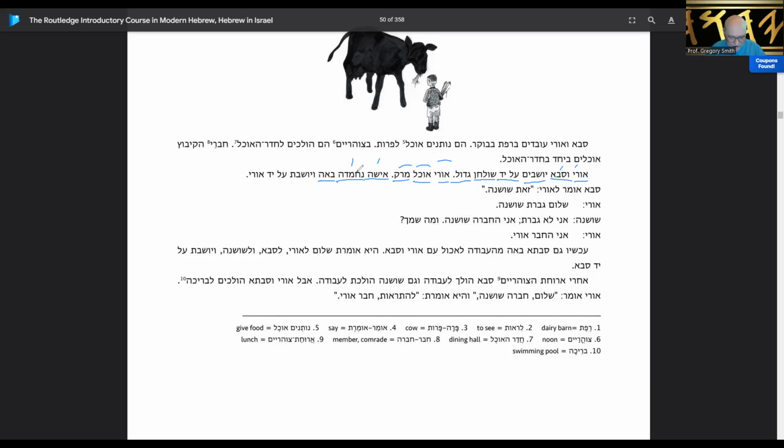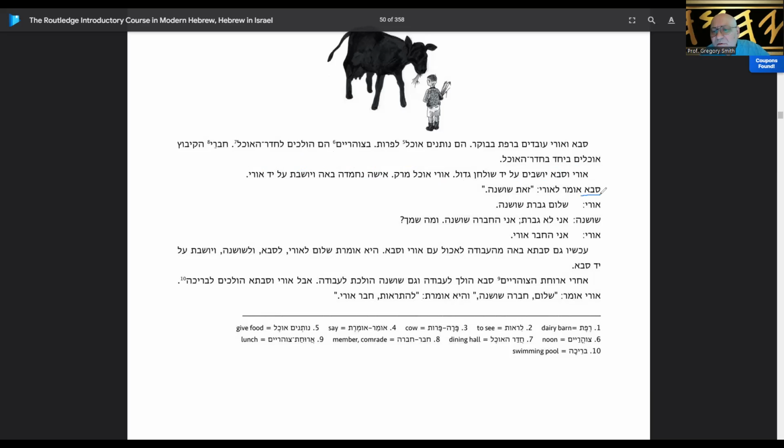Isha ba'a. Yeah, she's coming or she came. Isha nechmada ba'a. So a woman, a very nice woman. These two go together. Ba'a is came. V'yoshevet. Notice that it's in the feminine singular. V'yoshevet, and sat aliyad Ori. She sat near to or next to Ori.